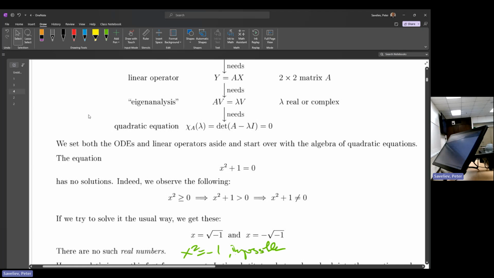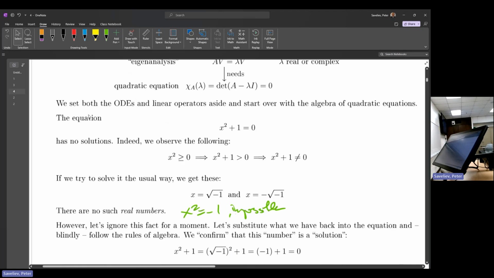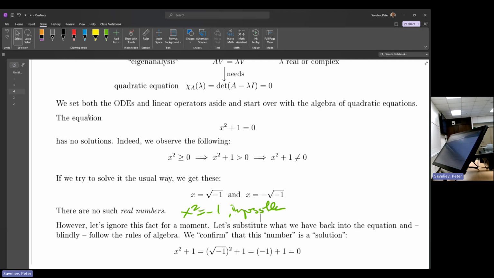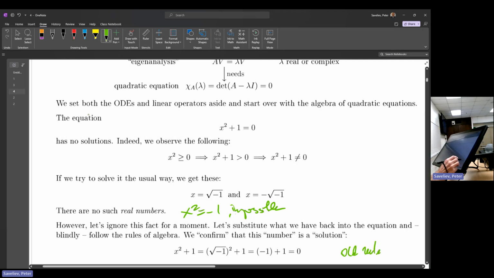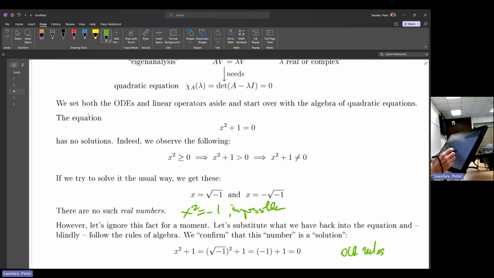Nonetheless, let's imagine that it works out somehow. We just confirmed that if x is plus or minus the square root of -1, we plug it into our equation, and we do indeed end up with 0. So the algebra applies. That's how we can make up new numbers and nonetheless make sense of it. If the algebra works out, the old rules of algebra, that's what we really care about. All the rules of algebra apply.